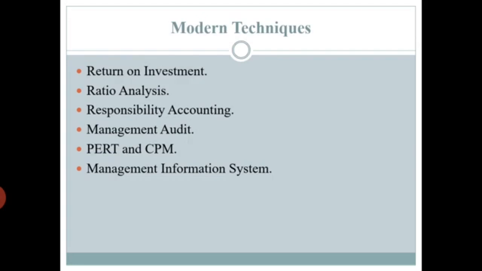Okay, return on investment. What is return on investment? Yes, here return on investment is a useful tool of controlling overall performance of an enterprise. It is also called return on capital employed. The basic aspect of this technique is that profit is taken not as an absolute figure but is considered in relation to the invested capital.